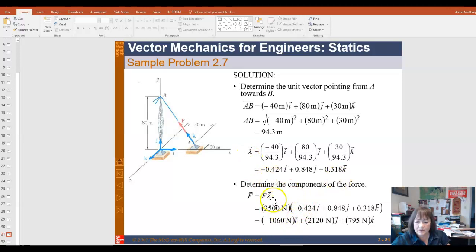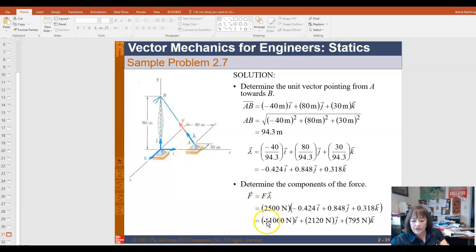All right, well, once we have lambda, we can multiply it by the magnitude of the force F to find the vector force F. So we multiply 2,500 newtons, which is the magnitude of force F, by this unit vector, lambda, in the direction of the cable, and we write an expression then in newtons for the force vector. So that tells us what the force is along this guy wire in each of those directions.